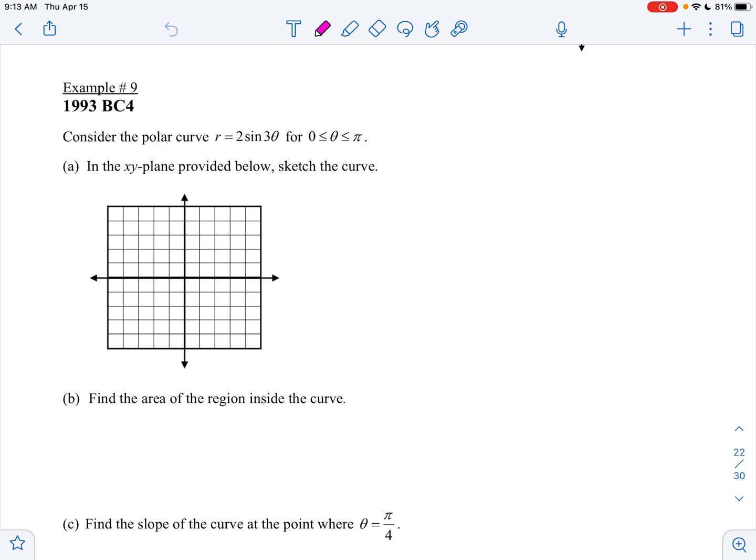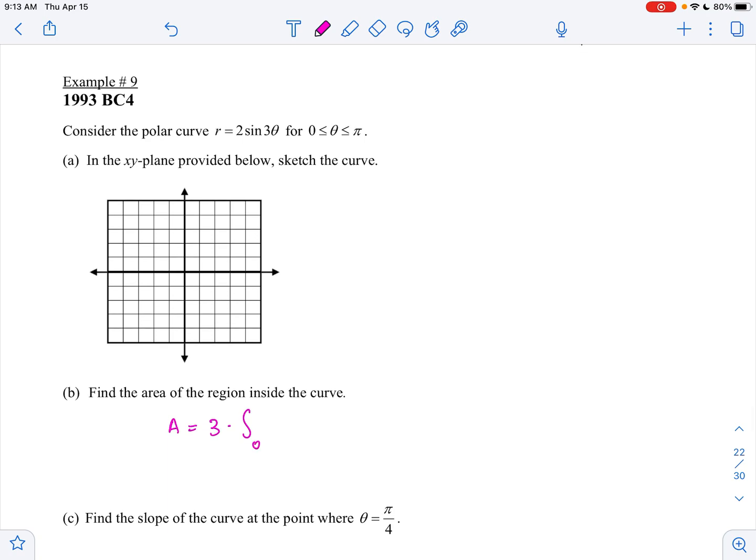In the old AP exams in the 90s and 2000s, they did have you guys graph. So to find the area, we're going to say A is equal to 3 times, there's 3 petals. And then if you were to come up with the limits of integration by setting the R value equal to 2, and then also by setting the R value equal to 0, you'll see that it completes a full petal length from 0 to pi over 3.